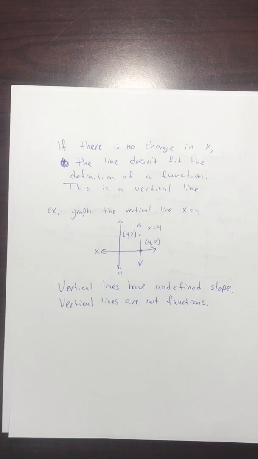Okay, so just to recap, to graph a line you need 2 points. Horizontal lines have a slope of 0, vertical lines have undefined slope, and we developed the concept of rate of change and the slope formula.